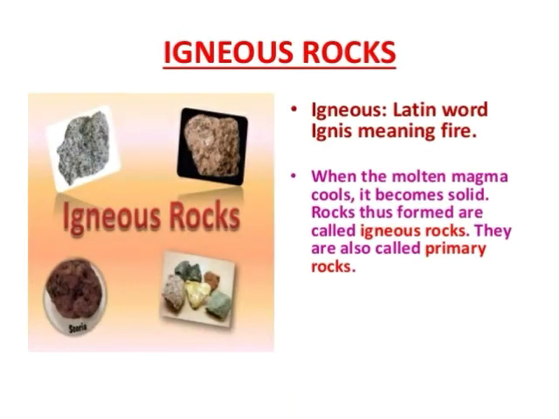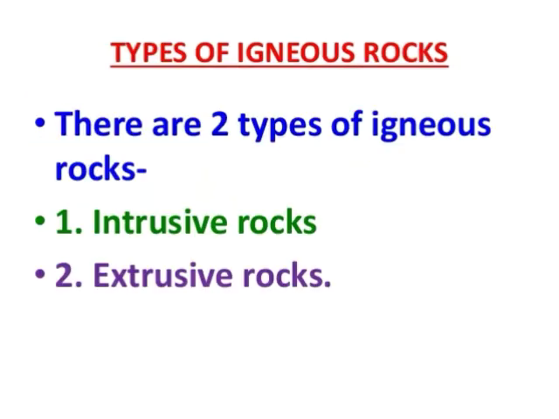Now we will discuss in detail about the igneous rocks. Okay, when the molten magma cools, it becomes solid. You might have heard about the lava magma. And when this magma cools, then it becomes solid and it forms igneous rocks. Therefore, these rocks are also known as primary rocks. Igneous rocks are classified into two categories. First is intrusive igneous rocks and second is extrusive igneous rocks.